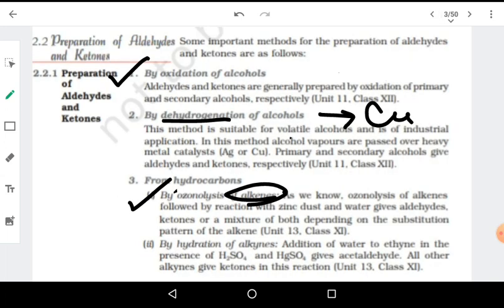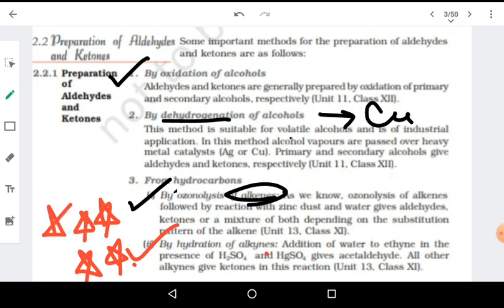So we have completed this topic, general methods of preparation of aldehydes and ketones. So this is easy, right? And in this, the most important ones are ozonolysis and hydration of alkynes. This one is very important, so I will put 2 stars for this, and I will put 3 stars for this. Very important reactions. You can expect one among these for the exam.